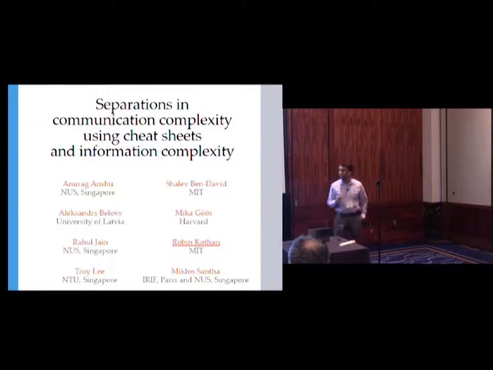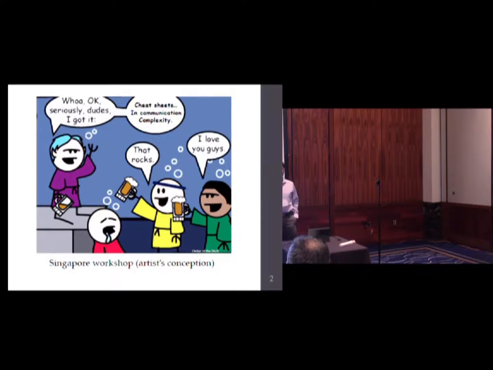All right, now that we got that out of the way, you're probably thinking, how did this collaboration happen with this number of people? And the answer is really simple. We were all at a conference in Singapore, and one day this happened. Someone's like, guys, I got this. Cheat sheets in communication complexity. And we were all sold on the idea, and this is what happened.